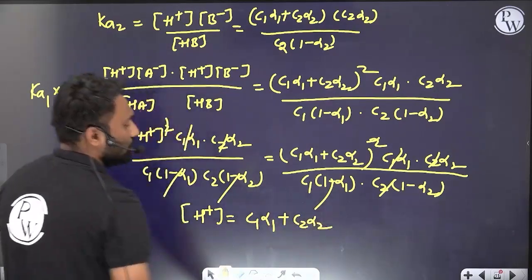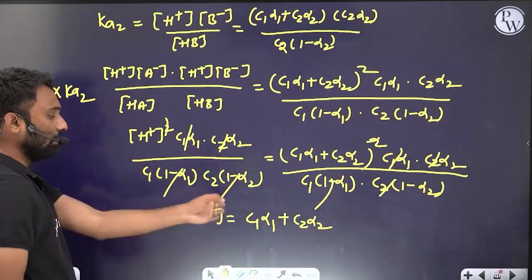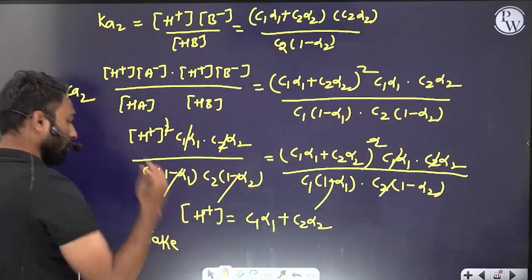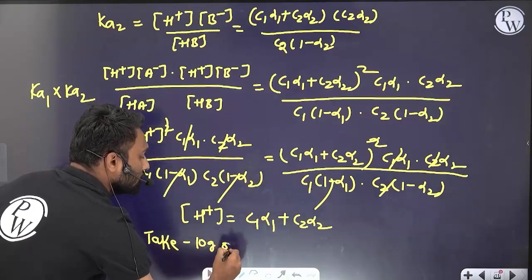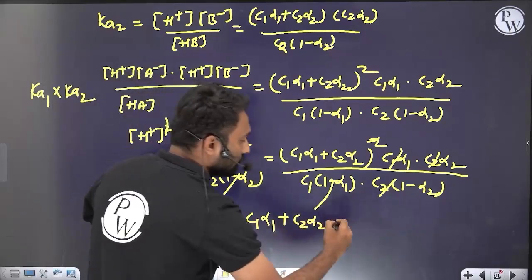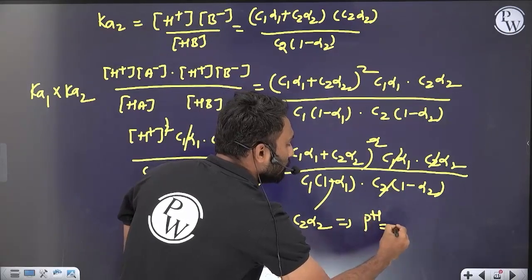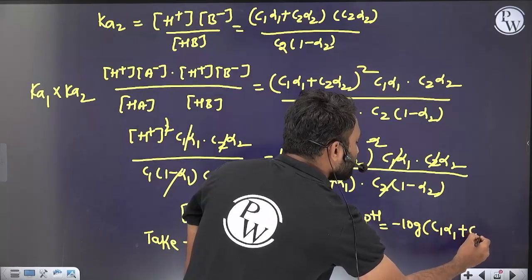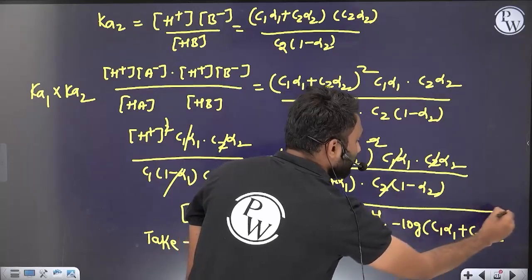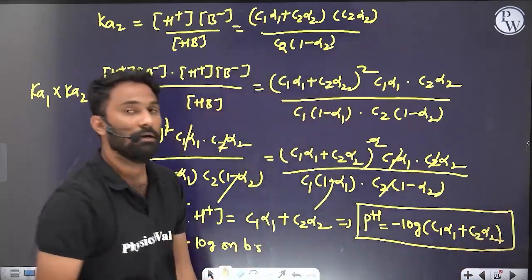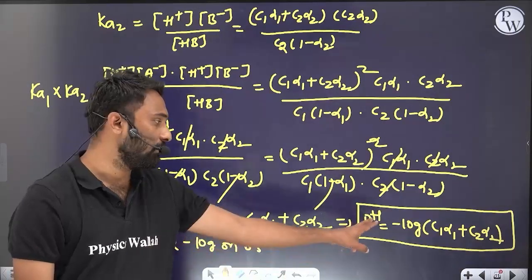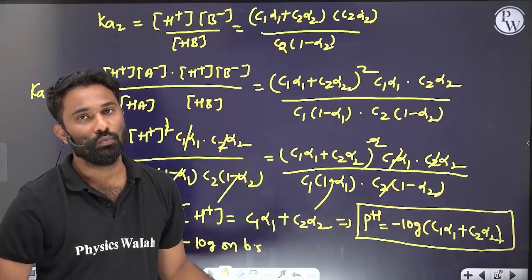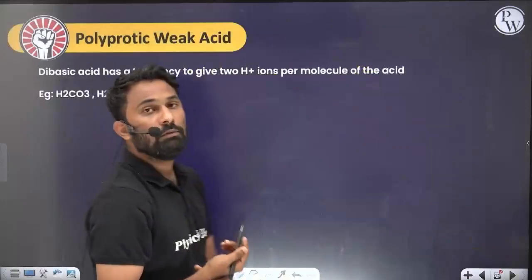Now if I apply a negative log on both sides, the pH will be equal to minus log of C1 alpha 1 plus C2 alpha 2. This is the pH for the mixture of two acids. So if a mixture of two acids is given, the pH formula is pH equals minus log of (C1 alpha 1 plus C2 alpha 2).